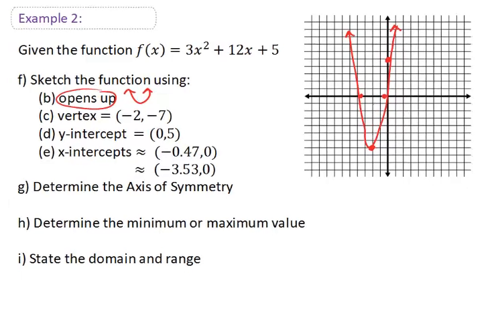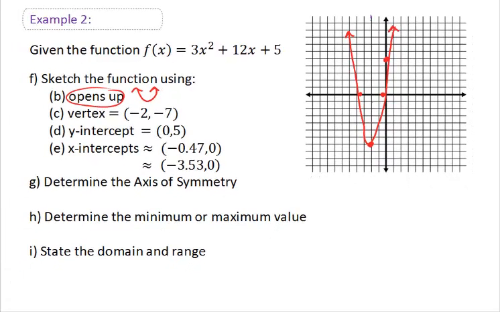My axis of symmetry is the vertical line that runs through my vertex, because if I fold it on that vertical line, it matches on both sides. Remember, the equation of a vertical line is x equals, and then the x value of your vertex, which is negative 2. Max or min. This graph has a low point, which means I have a minimum. And that low point on my graph is the y value of your vertex. So this is a minimum at negative 7.